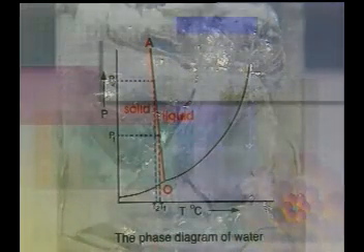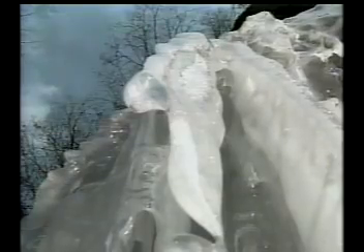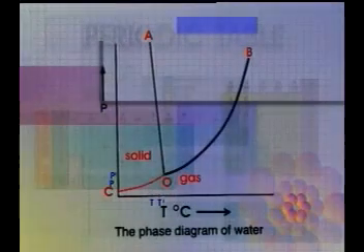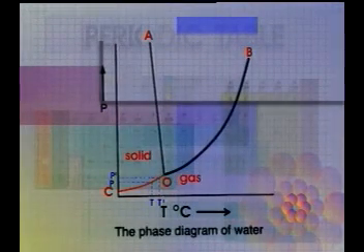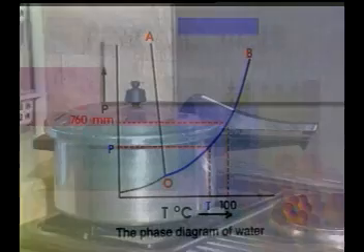Any point on line AO describes a combination of temperature and pressure at which ice and liquid water coexist. Once the temperature or pressure changes, water, either a solid or liquid, disappears and becomes either only solid or only liquid. Along line CO, ice and water vapor coexist. Along line OB, both liquid water and water vapor are present.